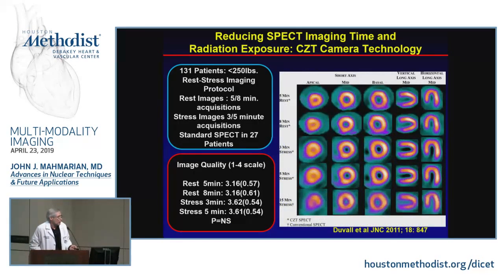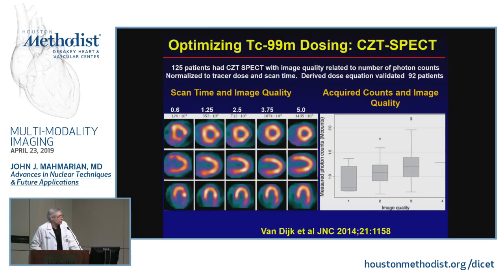This is a study by Milena Henslova comparing this to conventional imaging. This is doing a rest-stress protocol, 5 millicuries at rest, 15 at stress. You can see very comparable images, whether you use a 5 or 10-minute acquisition here, or a 3 to 5 minute acquisition on the rest studies, compared to a 15-minute acquisition on a traditional gamma camera. So in this study, image quality was very similar between all of these different modalities.